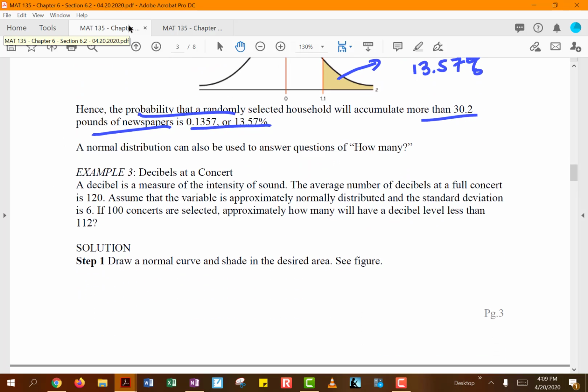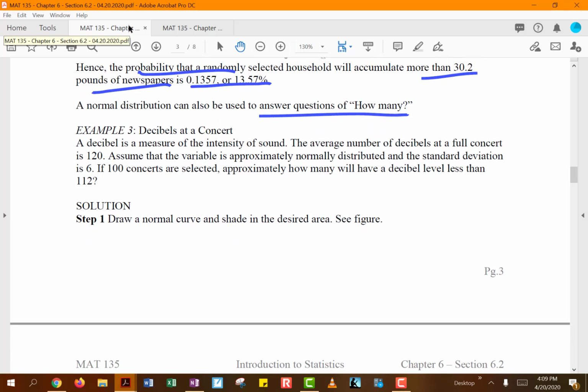Now you can also use this idea of the normal distribution calculation to answer questions of how many. So if you were trying to figure out how many households or how many people or anything like that, we could also use the normal distribution for that. So let's take a look at this example over here.